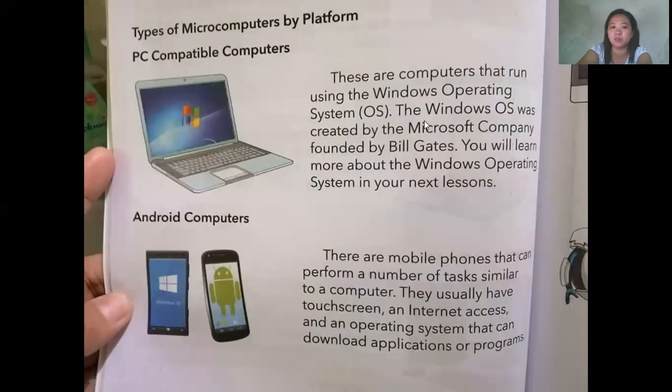Now, let's go to types of computers by platform. We have PC-compatible computers. These computers run using the Windows operating system, which was created by the Microsoft company founded by Bill Gates. You will learn more about the Windows operating system in our next lesson. We also have the Android computers. These are mobile phones that can perform a number of tasks similar to a computer. They usually have a touch screen, internet access, and an operating system that can download applications or programs.